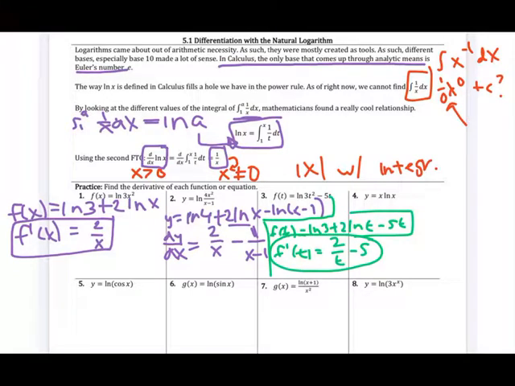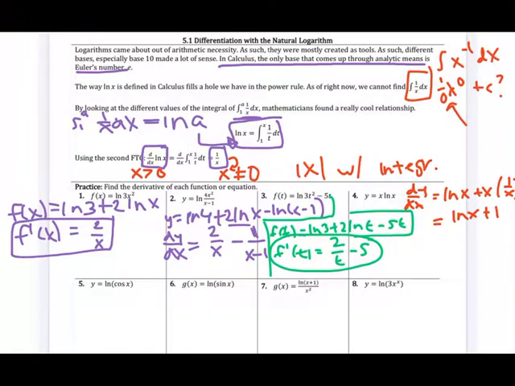x natural log of x, we're going to need to use the product rule here. So dy dx is going to be the derivative of x is 1, so natural log of x, plus x times the derivative of natural log of x, which is 1 over x. So this is really going to be natural log of x plus 1.